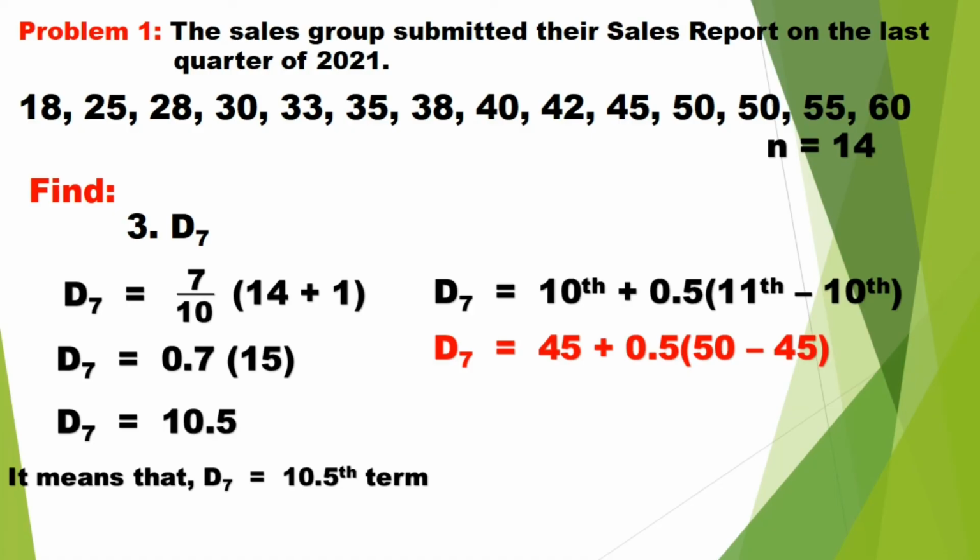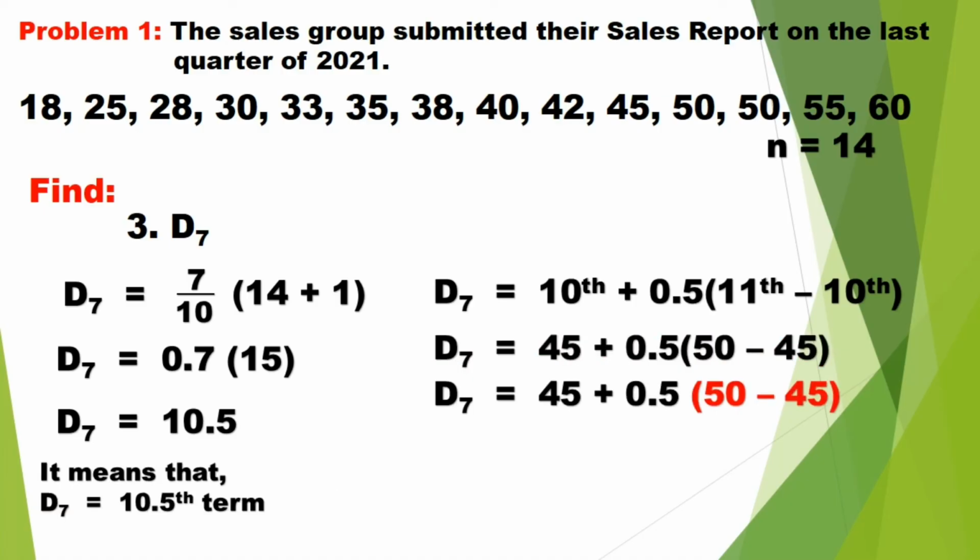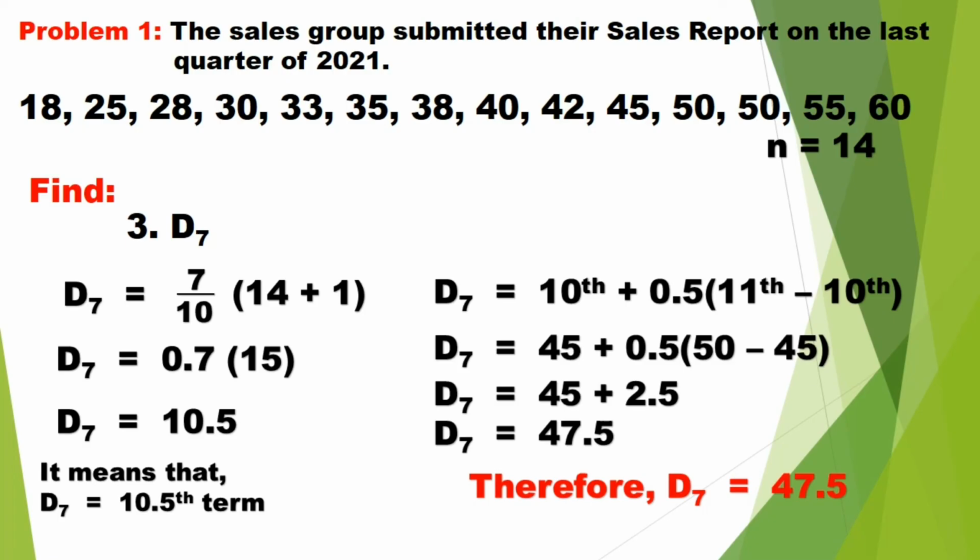Simplify first inside the parenthesis. 50 minus 45 equals 5. Multiply 0.5 times 5 equals 2.5. Add 45 and 2.5 equals 47.5. Therefore, the exact value of the 7th decile is 47.5.